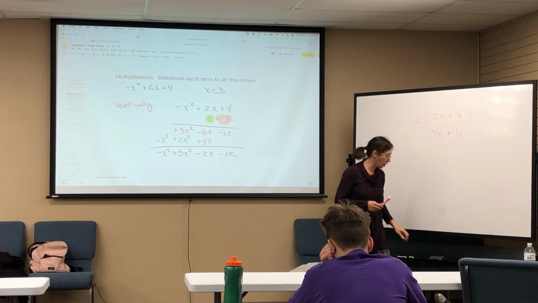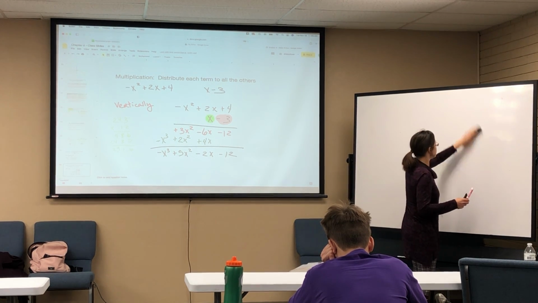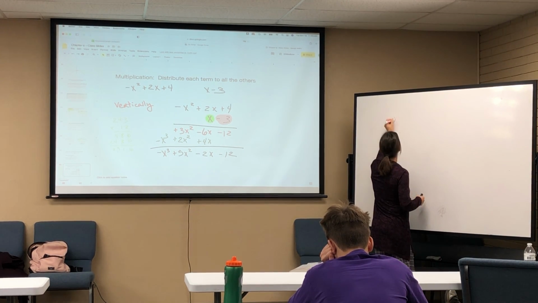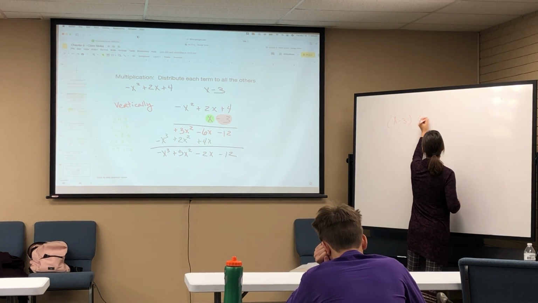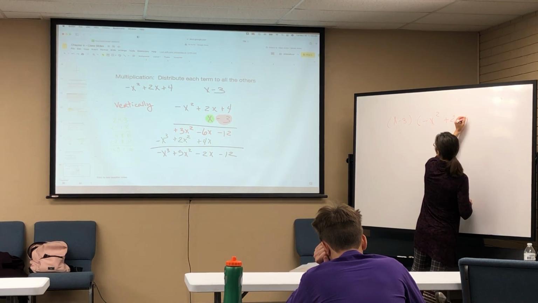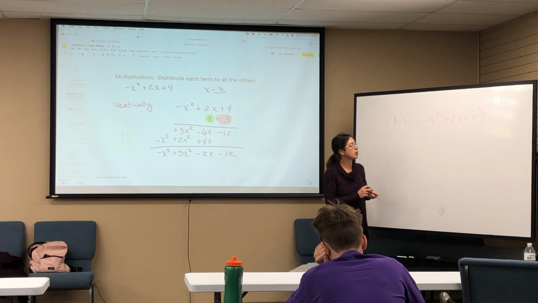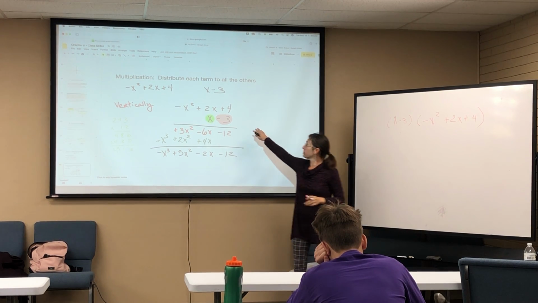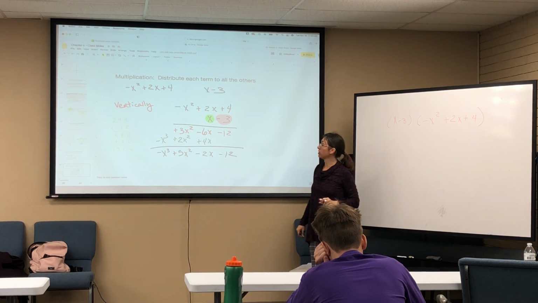Well, when we start having binomials up front, instead of just a singular one, so in this case we have x minus 3, and we're multiplying the whole thing times x squared plus 2x plus 4, okay? There's a couple different ways. Right here I've shown it vertically in this case, so we've shown horizontally. We're going to work them out together, okay?